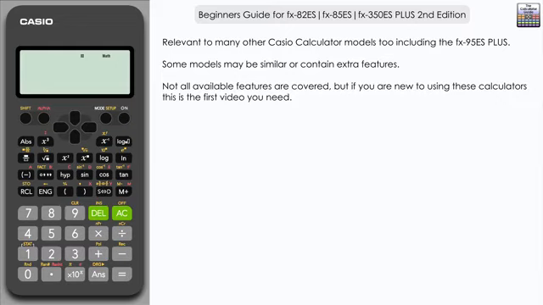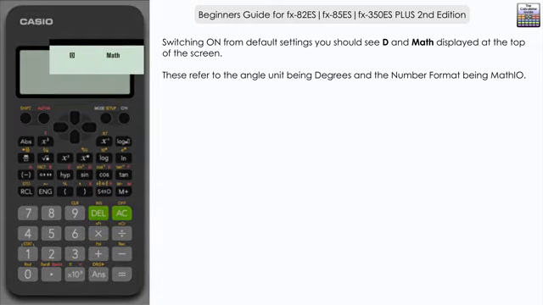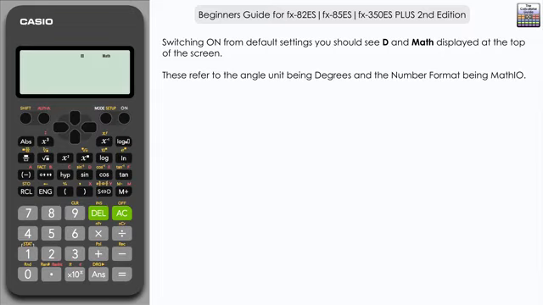So obviously, once you've pressed the on button from factory settings, you should see a cursor displayed, and you should have a D and Math displayed on the top of your screen there. Now, the D indicates that your calculator angle unit is currently in degrees, which is going to be relevant for the trigonometric functions. I'll show you how to use those a little bit later. And Math indicates the format to which your numbers, particularly fractions and radicals or surds, are inputted and then displayed as an answer. And we'll have a look at that in just a moment.